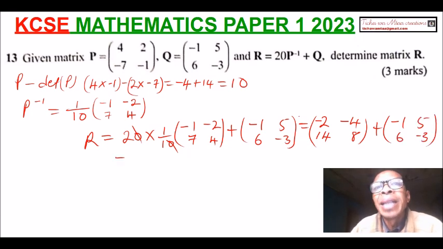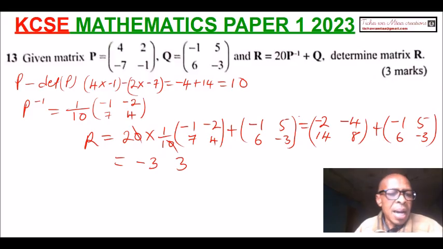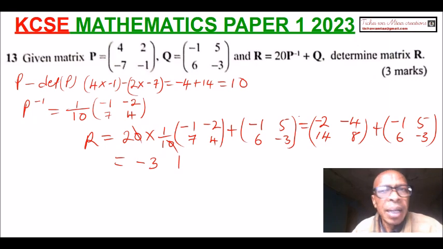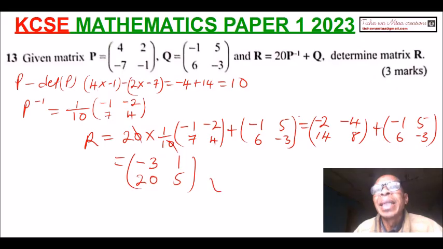So that means that we add the corresponding elements. Minus 2 plus minus 1 will give us minus 3. Minus 4 plus 5 will give us 1. 14 plus 6 will give us 20. And we have 8 plus minus 3, that will give us 5. So that is matrix R.